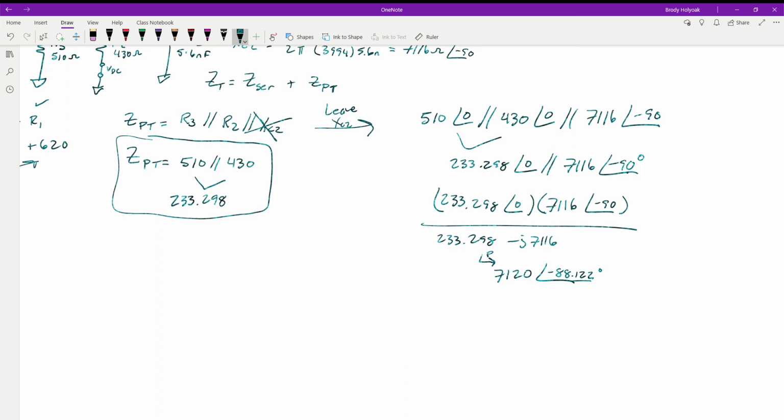So when we do all that math, this ends up being 233.167 ohms at an angle of negative 1.878 degrees.